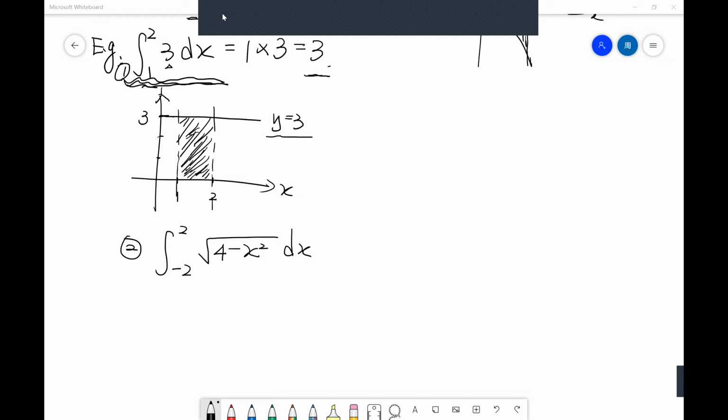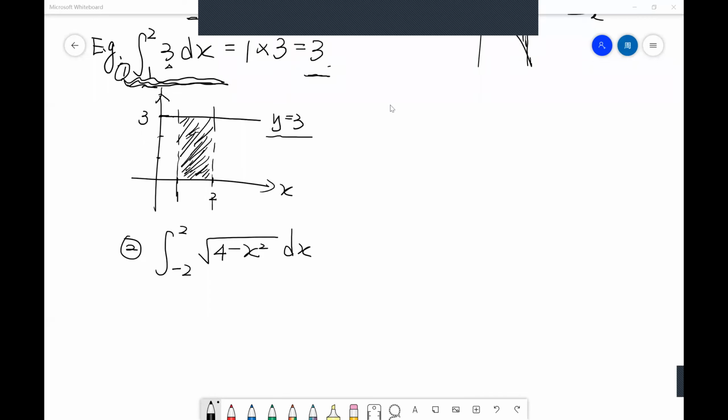Anyone who can draw the graph here? Last year when we learned about this course, the students told me that they are not good at drawing the graph. So how about you guys? Do you feel drawing the graph is difficult or not? Difficult. Yes, drawing graphs is so difficult. Okay, so I know that.